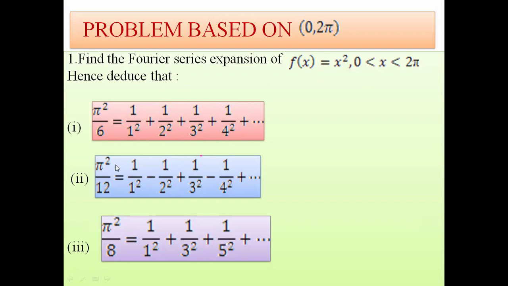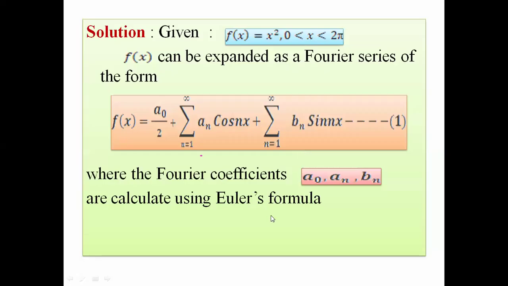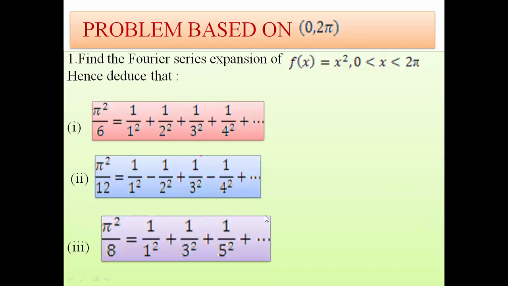And the second deduction: pi square by 12 is equal to 1 upon 1 square minus 1 upon 2 square plus 1 upon 3 square minus 1 upon 4 square. And the third deduction: you can add these two and you get pi square by 8 equal to 1 upon 1 square plus 1 upon 3 square plus 1 upon 5 square. We will discuss one by one. Now we start the solution.